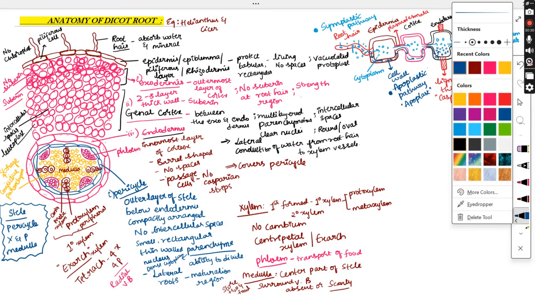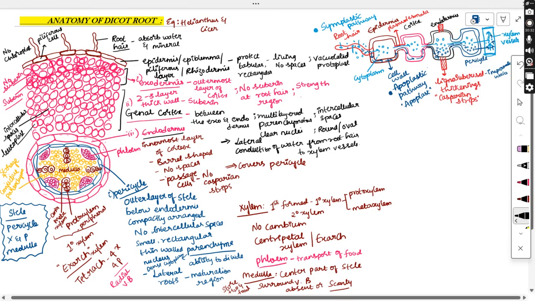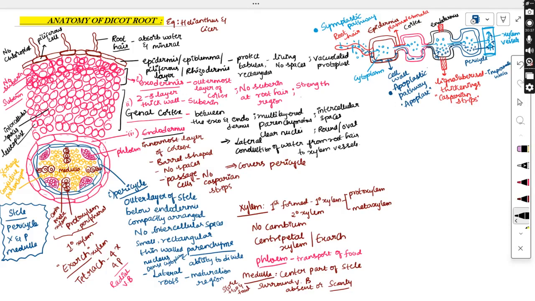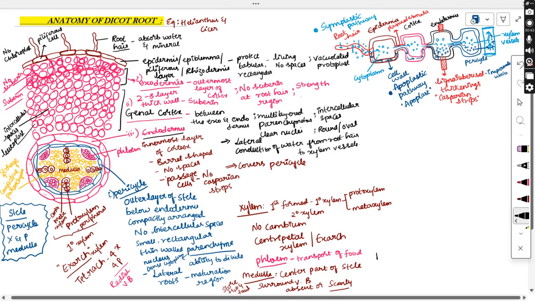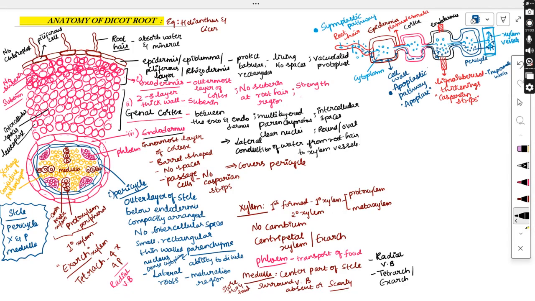So as we are saying, in this particular dicot root, all the xylem and phloem are arranged like strands alternate to each other, not on the same radii. This is called radial vascular bundle. And the xylem is showing the tetrarch type of arrangement, and it also shows the exarch type of arrangement. So exarch is the protoxylem is peripheral and the metaxylem is towards the medulla side.